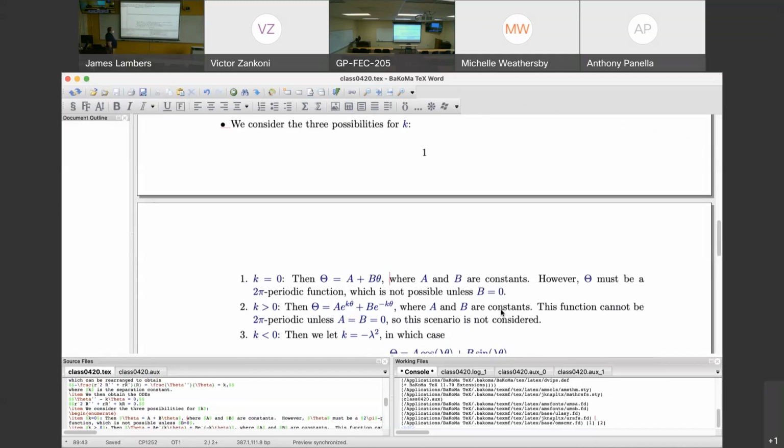But this function also has to be 2 pi periodic because we're dealing with polar coordinates. The periodicity is necessary to ensure its solution is continuous on the disk. But the only way a linear function can also be 2 pi periodic and also be a continuous function is if it's 0.